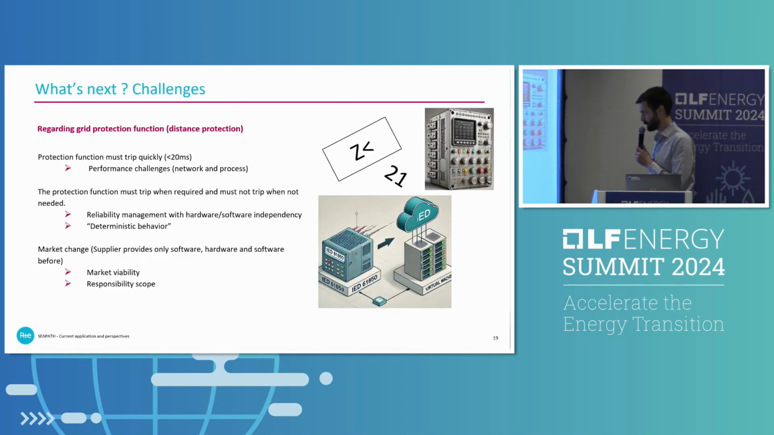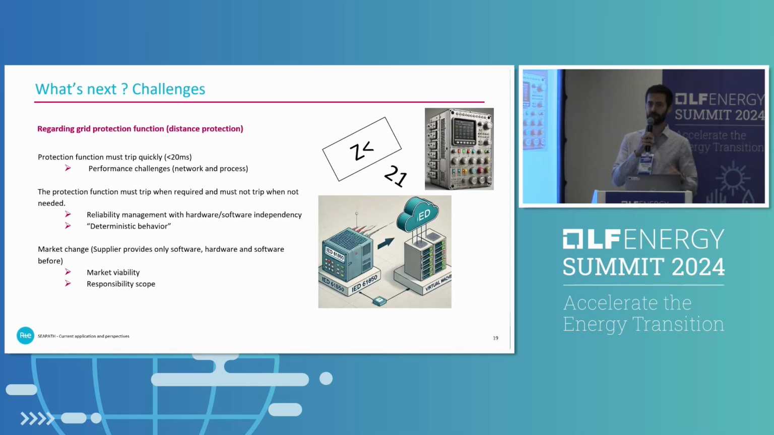So doing that, what are the challenges that we're going to face? First of all, the most obvious one is the performance challenge. We've seen some really interesting demos yesterday, but the virtual protection has to work with the same performance level as the physical one. And as well, it's not only about the protection itself, it's also about the whole system. So the network as well will have to reach this needed performance.